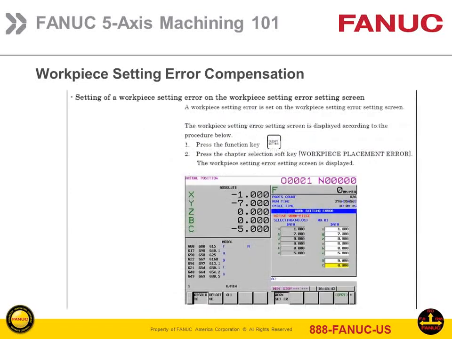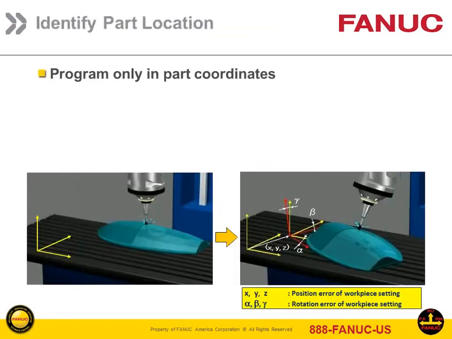Okay, now this is a sample screen of what it actually looks like. And when you actually turn it on, it will come up where it shows active workpiece. It will actually show that. And then, again, we're identifying the part location. So you only have to program in part coordinates. And there are 2 ways you can do it. You can use workpiece setting error compensation with a G54.4 or tilted work plane with a G68.2 that identifies where the part is. Again, it's critical letting the control know where the part is.